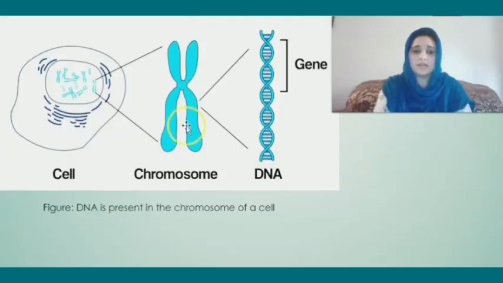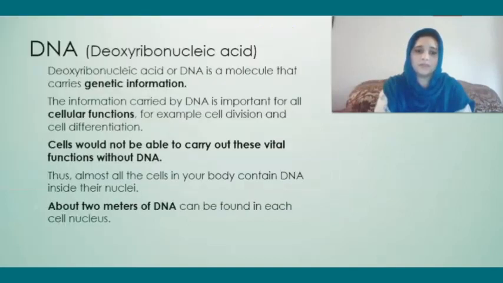So here is a diagram that shows a cell. It contains a nucleus. Within the nucleus, a chromosome is present. The chromosome contains DNA. So here DNA is shown. And on DNA, a gene is present. I will explain all of these one by one.